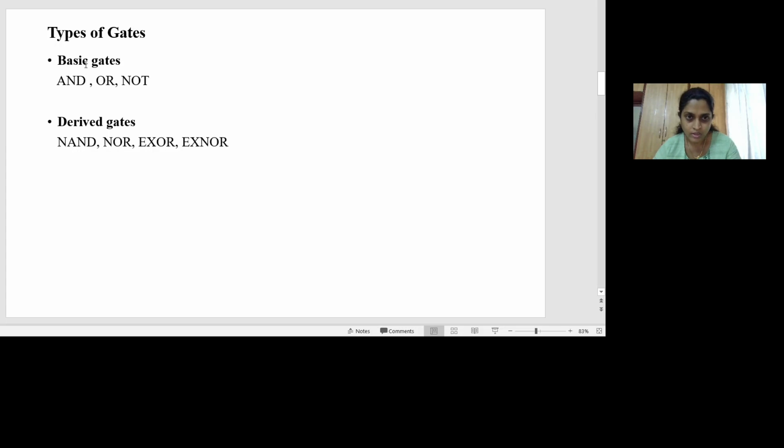Now we'll look at the types of logic gates. There are two types of gates. The first one is the basic gate. The basic gates perform the fundamental logic operations, and all logic functions or all logic circuits can be obtained by using these basic gates. Now, what are the basic gates? These are the AND, OR, and NOT gates. So these are the fundamental logic operations.